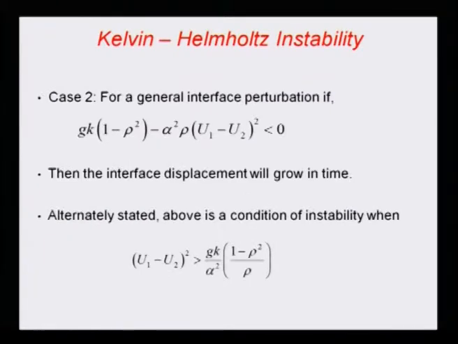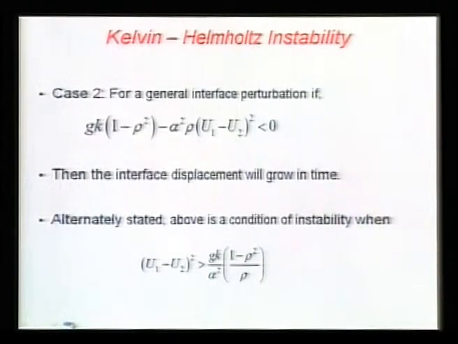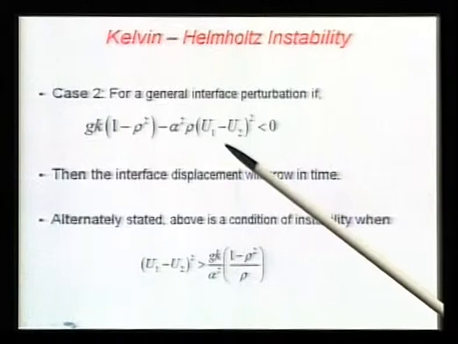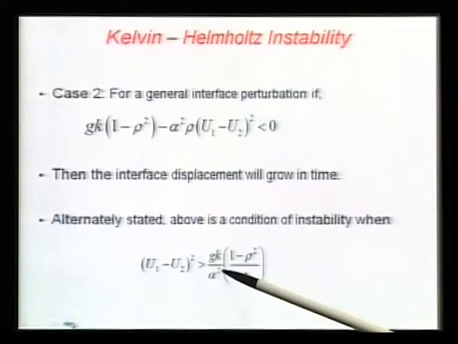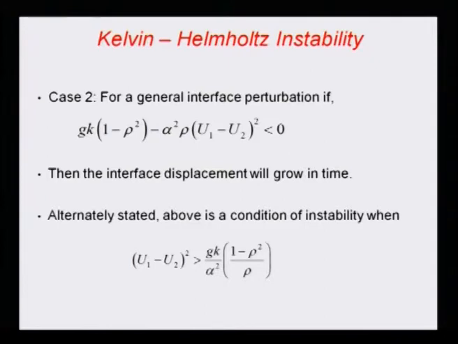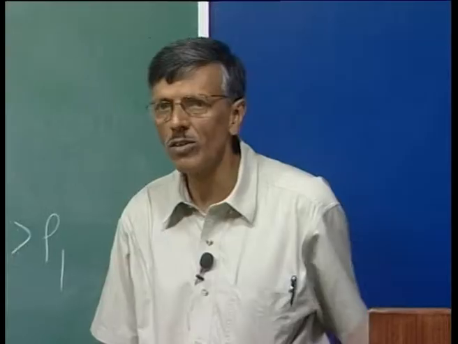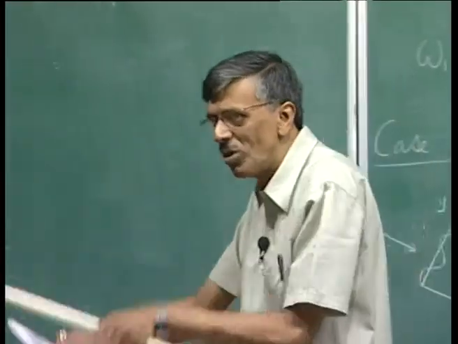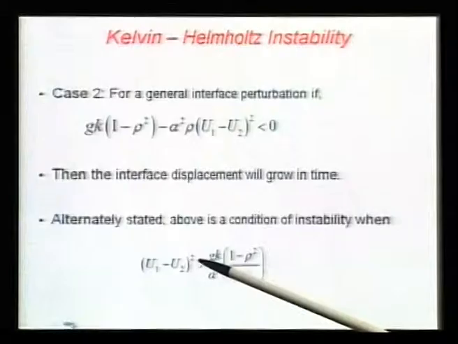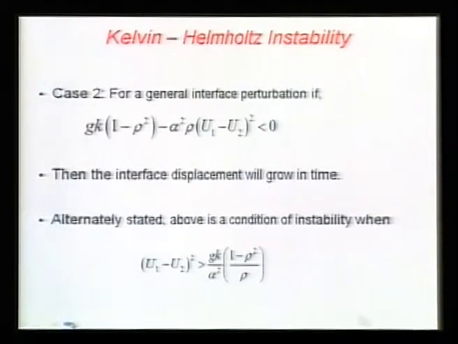This is a case where the general interface perturbation is such that the characteristic determinant is negative. We have already said that is going to be unstable, right, and the interface will grow in time. I can also write it like this: (u 1 minus u 2) whole square should be greater than g k by alpha square, into (1 minus rho square) by rho, right. That is the condition of instability. Now, what you need to do is explore it a little further. This basically tells you what kind of shear is going to cause instability. The relative motion, u 1 minus u 2, if you square it, has to be greater than this. That is determined by this rho.